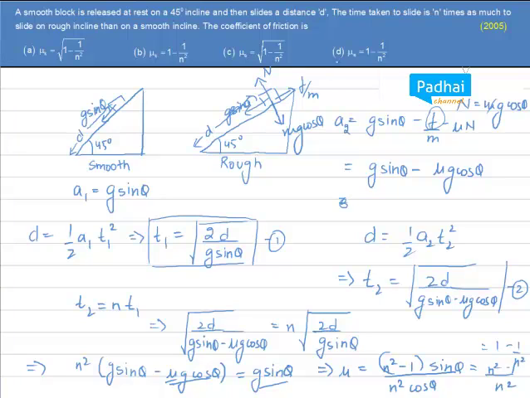So that means this is 1 minus 1 by n square. Now option A is wrong, option C is wrong. Now we are confused between option B and option D. Here it is talking about mu k, here it is talking about mu s. But since sliding was taking place, that means static friction is not acting, that means kinetic friction is acting, that means mu k will be there, which is B.